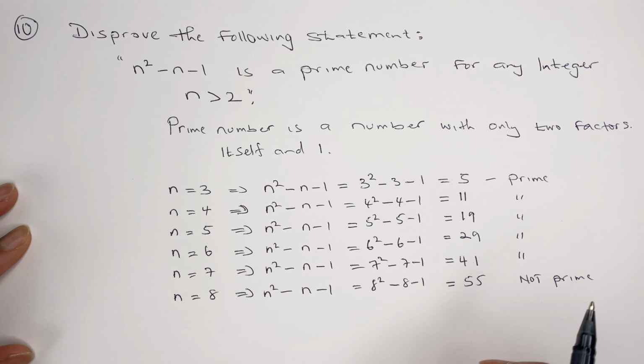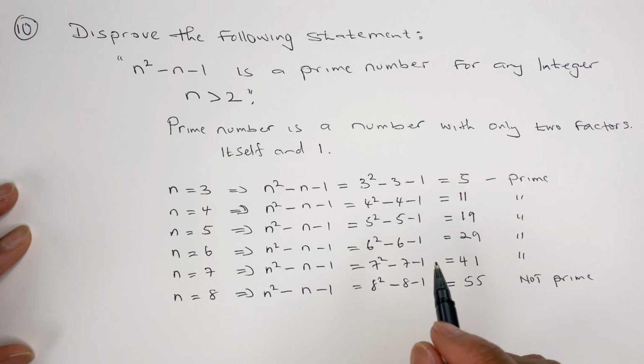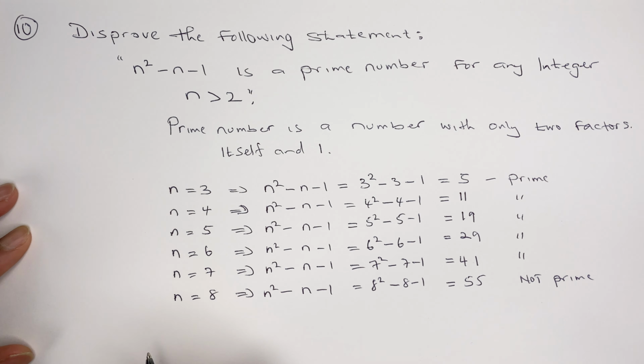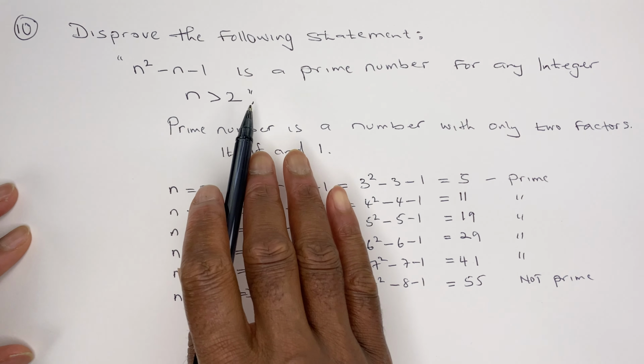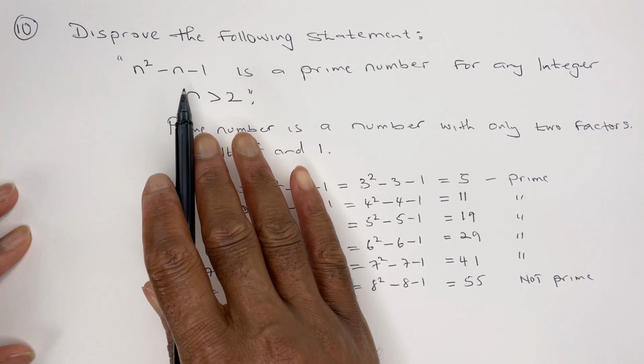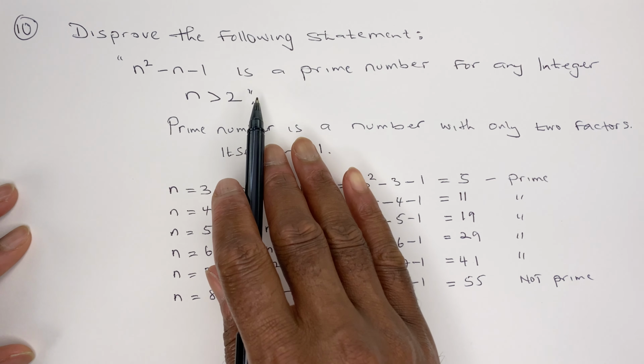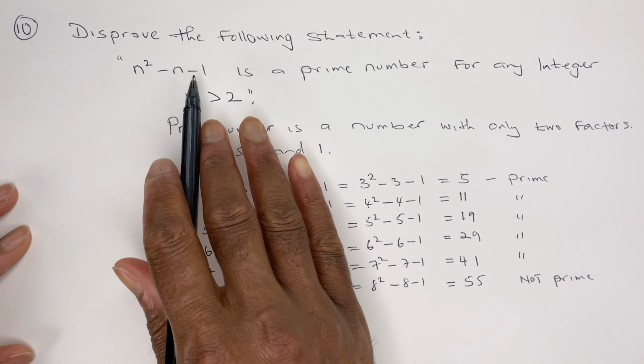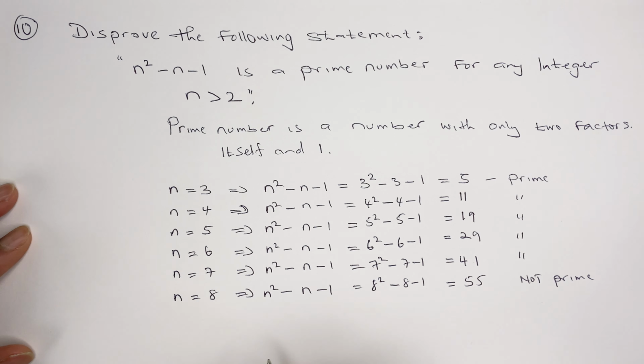So we have basically disproved by counterexample. We've used a counterexample to prove that that statement is not true. Not all the numbers greater than 2 will give a prime number for n squared minus n minus 1.